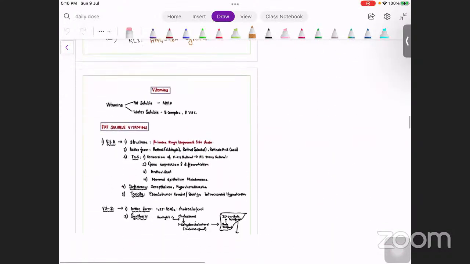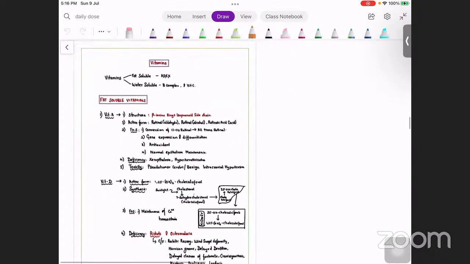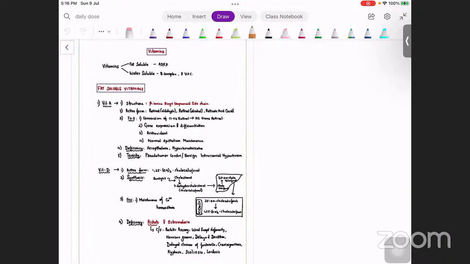So this is all about the lipid, people. Are you clear with the lipids? Shall I move on to the vitamins?